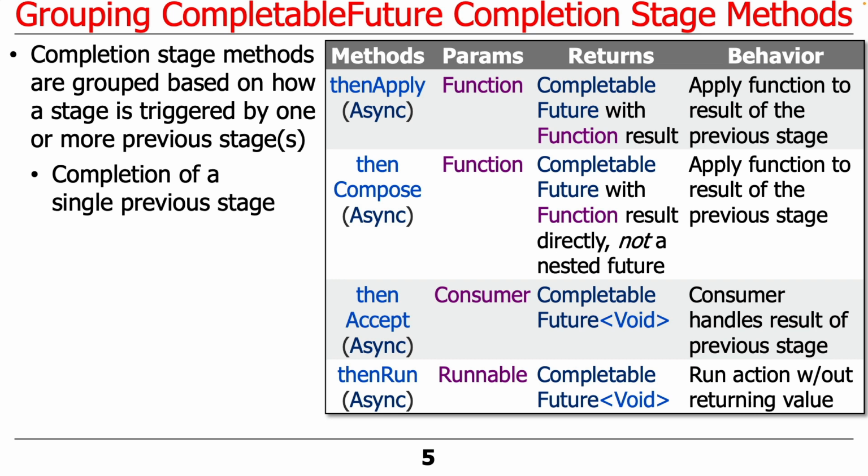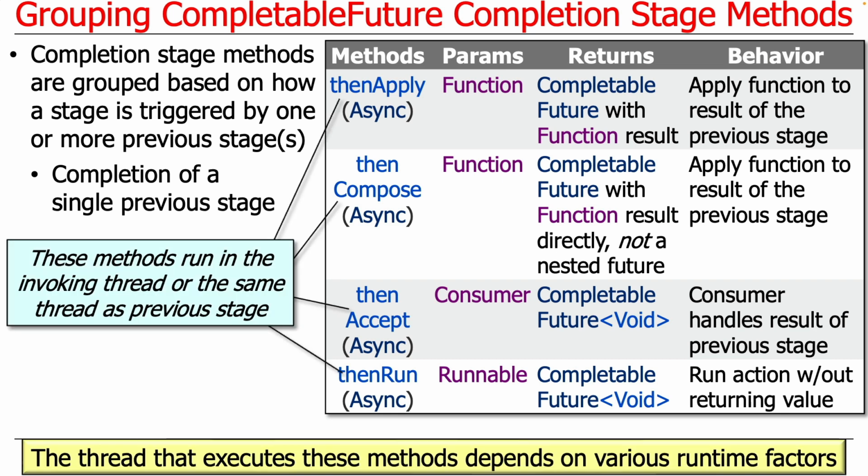There's a method called thenAccept, which takes a Consumer, not a Function, and it's going to return a CompletableFuture of Void, meaning that there's no return value. Its Consumer will handle the result of a previous stage. So it accepts it, it consumes it, but it doesn't return a value per se, just the fact that it completed. And then the final method here is thenRun, which is very similar to thenAccept except it takes a Runnable, not a Consumer. The Runnable, as you know, doesn't take any parameters, and it also returns void. So it runs the action without returning a value.